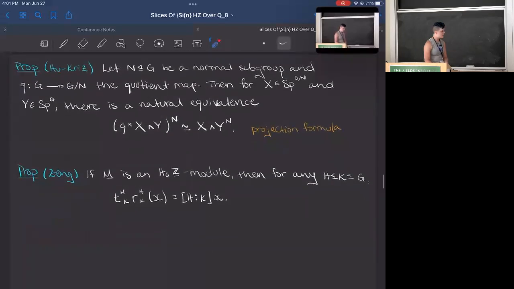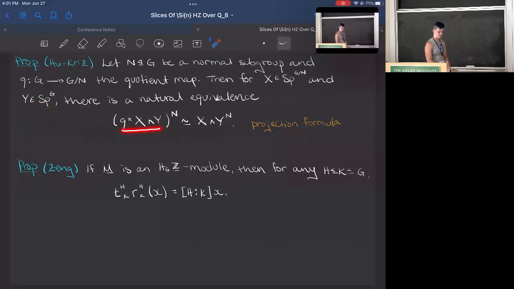A couple of useful propositions for later. First up is due to Hu-Krij. We're going to take N to be a normal subgroup of G, and Q from G to G mod N is the quotient map. Then if we take some G mod N spectrum X and some G spectrum Y, we have a natural equivalence. We pull back X and smash with Y and take the N fixed points. That is equivalent to taking the N fixed points of Y and smashing with X. And this is something I'll refer to as the projection formula.